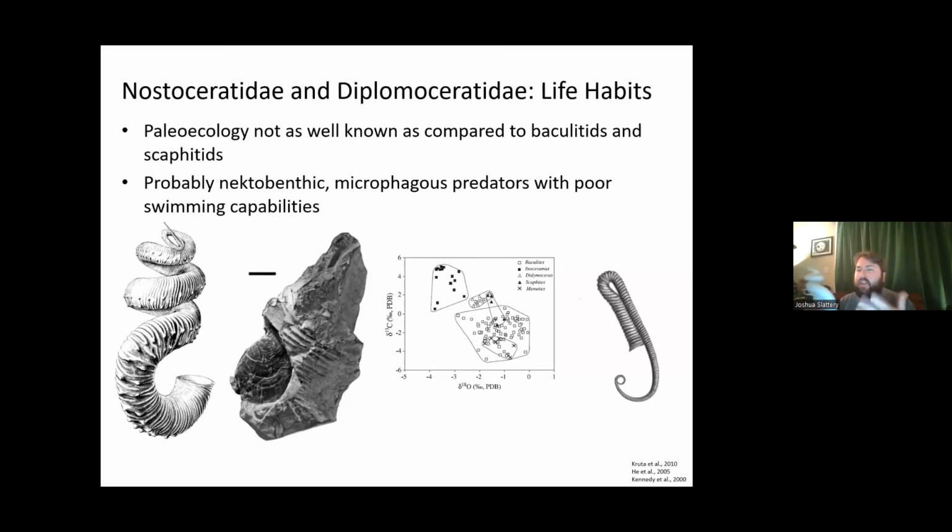And that kind of data is also supported by the facies they live in. So they don't like living in anoxic facies. They prefer living in well-oxygenated facies, usually in shallow marine environments, living close to the sea bottom.